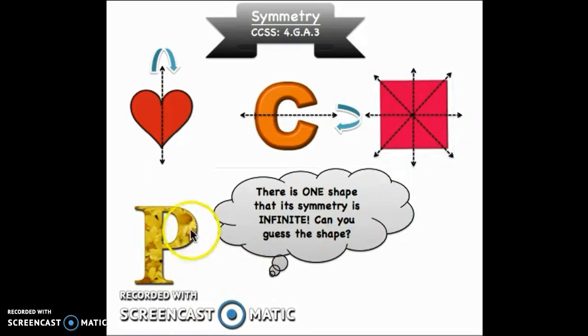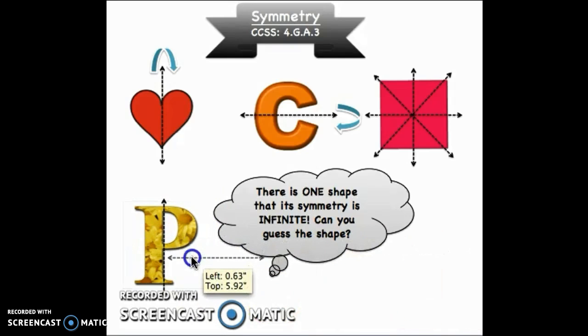Now let's take a look at the letter P. So hopefully from the first three examples that we did, we can quickly observe this letter or figure and determine if it is symmetric or if it has any lines of symmetry. So let's start by trying a vertical line of symmetry. Now if I use a vertical line of symmetry, which means I'm folding this side over this side, I'm not going to be creating equal parts.